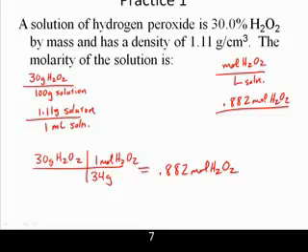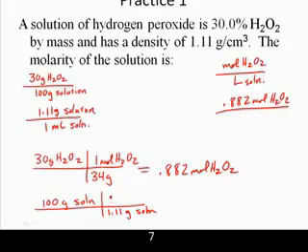Well, I got my solution density that I can use there. So if I have 100 grams of solution, I can use that density, which tells me that for every 1.11 grams of solution, I get 1 milliliter. All right, I need it in liters, so 1,000 milliliters to 1 liter. So 100 divided by 1.11 divided by 1,000. So that gives me 0.09 liters.